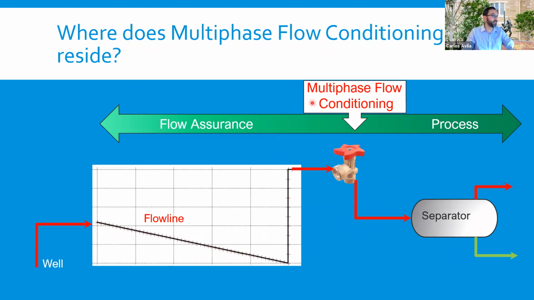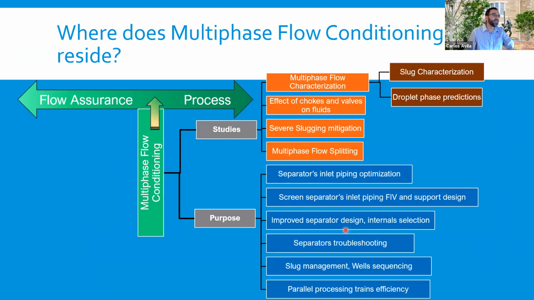So again, as I mentioned before, multiphase flow conditioning resides between flow assurance, the long flow lines studies, and the process faults, and it's meant to address all these interface issues that may be created here and that not many people are aware or know that they should be looking for. So there are multiple studies that can be done. I'm not going to go into detail with this, but just to give you an idea, there are multiple studies that can help you identify if you have potential for multiphase flow conditioning issues.